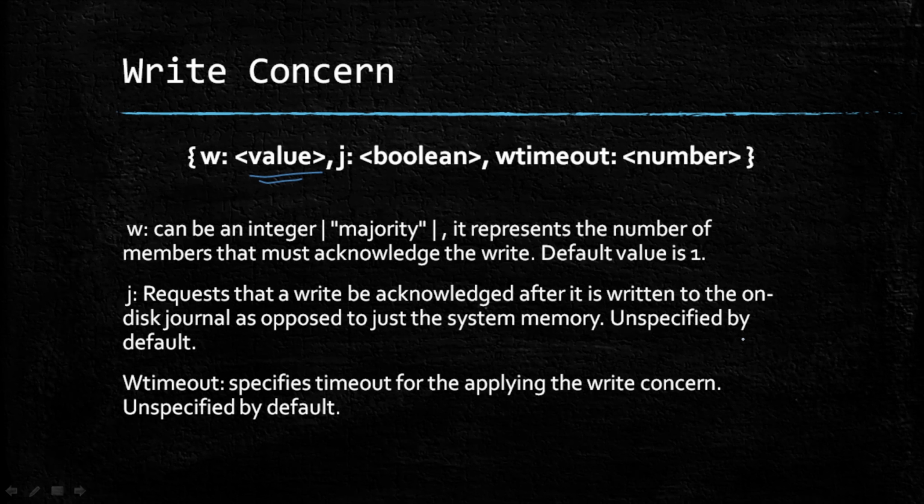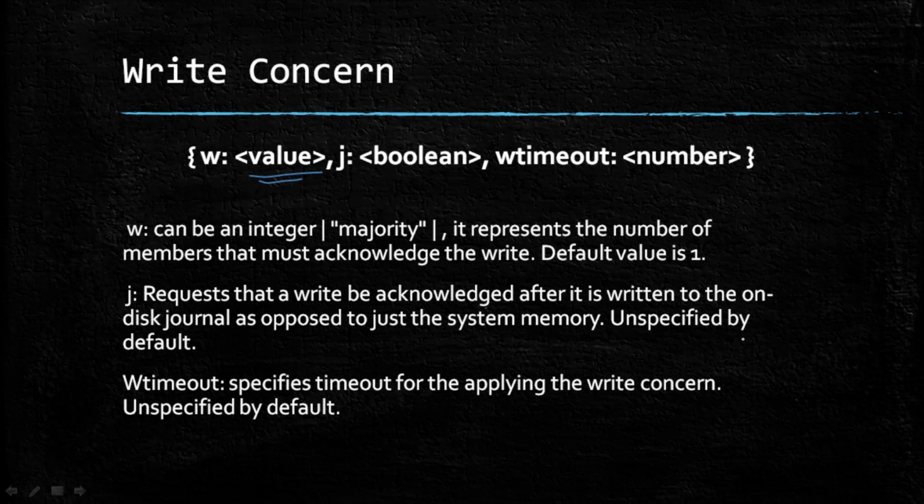wtimeout specifies a timeout for applying the write concern. The default value is unspecified. So suppose you provide a timeout and our operation is not completed within that time, then an error will occur. If you want to research more about write concern, you need to go to the MongoDB official website documentation and find write concern. You can find more details about the write concern parameter for the insert statement. I will share this link so we can visit the MongoDB official website.